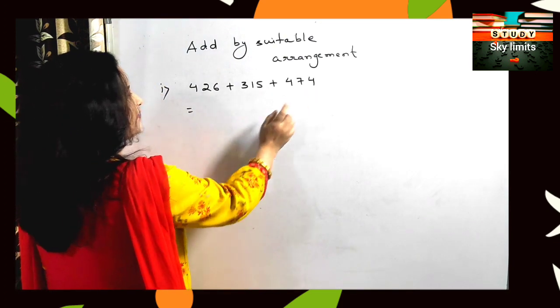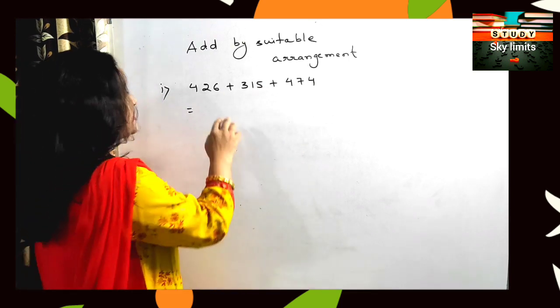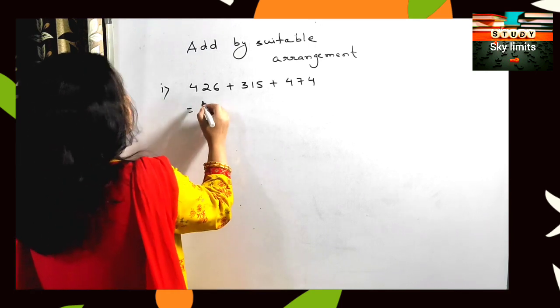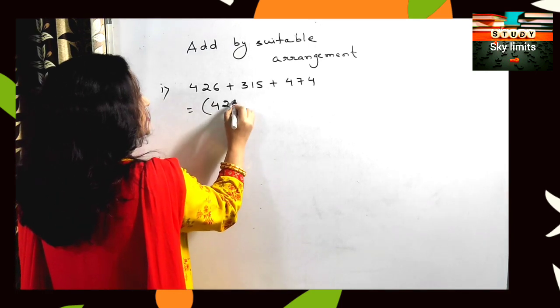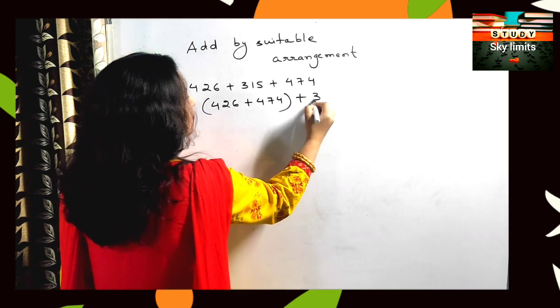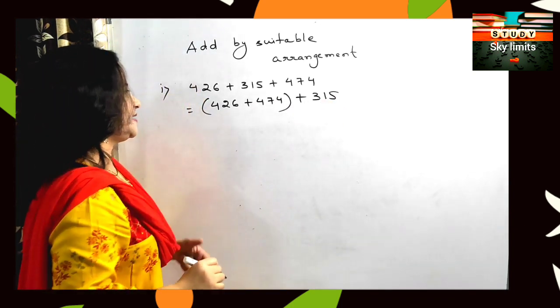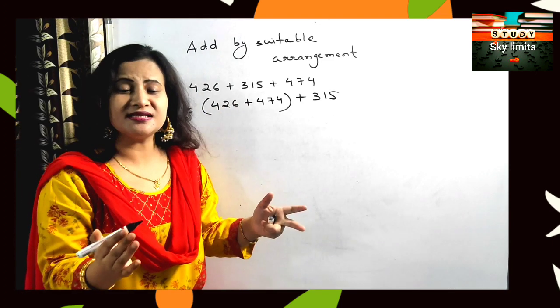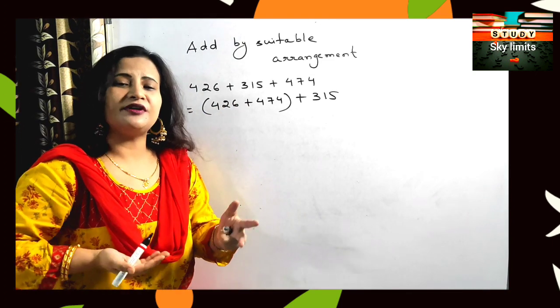Because 5 plus 4 will give us 9, 5 plus 6 will give us 11. But 6 plus 4 is the only digit that will yield us what? 0. So what should I do here? I will just pair 426 plus 474 and I will write 315 outside. That means here what I have done, I have grouped together these two.